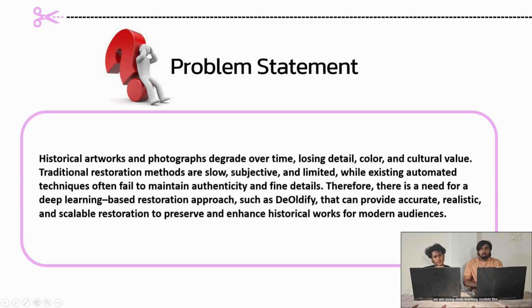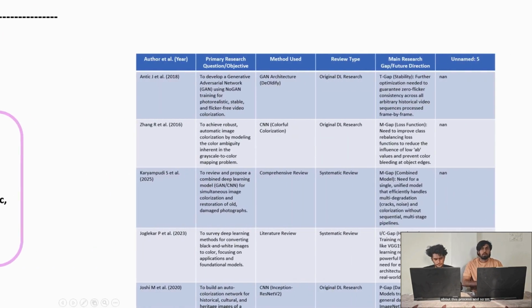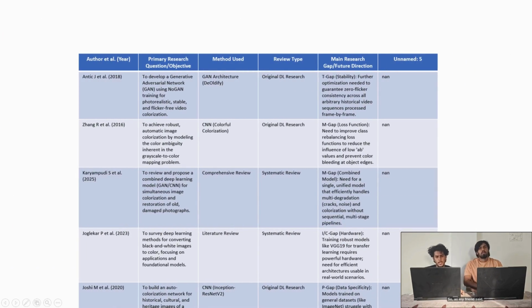So we are using deep learning models like Degraded and ImageNet, and we have already gone through about a hundred papers on colorization. As my friend said, we found some common methodologies they use, and they have common issues also. For example, there were some papers published between 2016 and 2018 from Sang and Mr. Andy J and others.